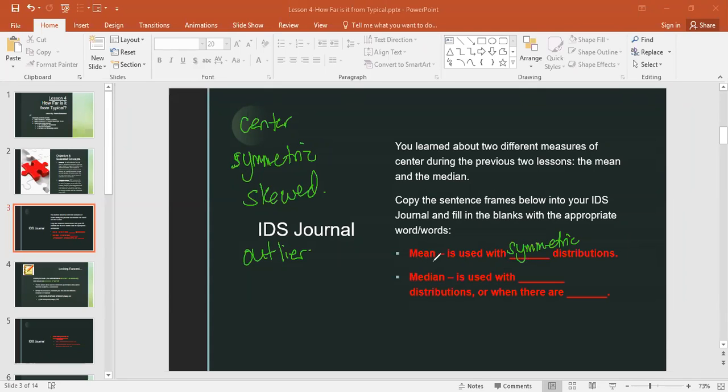So centered distributions and symmetric distributions are synonyms. Oh, okay. So is it median is used with outlier distributions or when they're skewed, or did I mix them up? Yeah, you kind of mixed them up. So an outlier is a data point, right? An outlier is a data point, so it can't be a distribution.